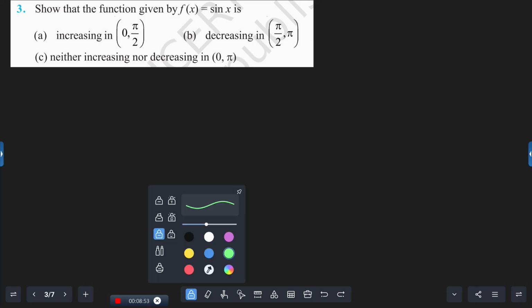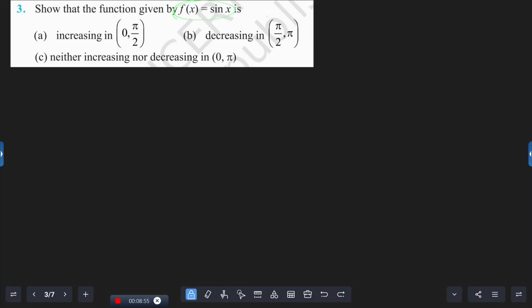Question number 3: show that the function given by f of x is equal to sin x. They gave sin x, and we have to say it is increasing in one interval, decreasing in another interval, and neither increasing nor decreasing in a third given interval. So three different intervals they gave, and we have to give three different answers.